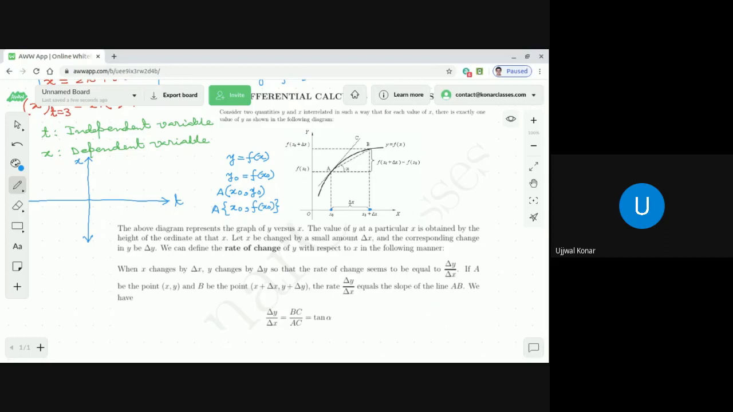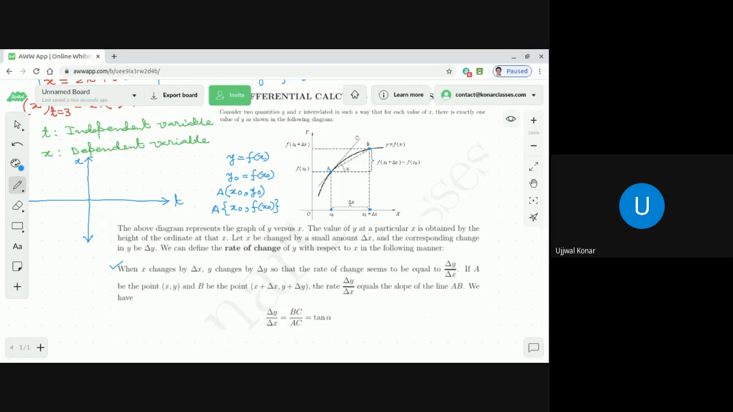Delta means what? Small, right? That stands for small. So if you look into this statement, when x changes by delta x, y changes by delta y. So the rate of change seems to be equal to delta y by delta x, correct or not? Now, if A be a point x comma y and B be the point x plus delta x comma y plus delta y, this is the point which is x comma y, and this is the point we are assuming. Then B will be the point x plus delta x, y plus delta y, correct or not?